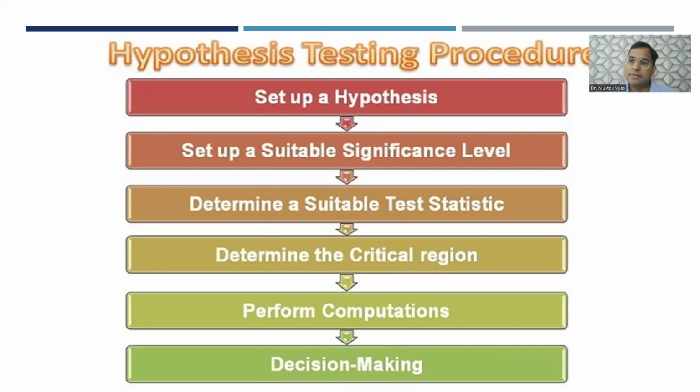If table value is greater than calculated value, H0 will be accepted. And if table value is less than calculated value, H0 will be rejected. So these 6 steps are there in hypothesis test.